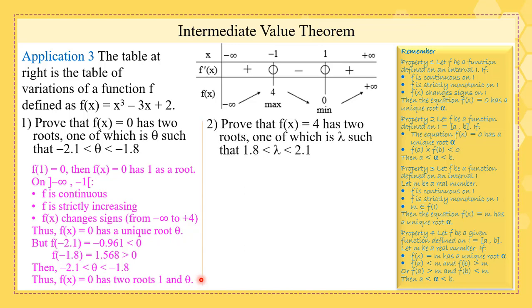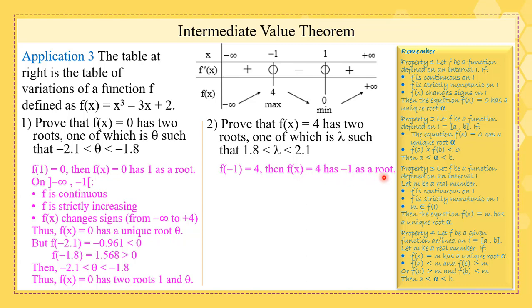Now let's see the second part of the question. We need to prove that the equation f of x equals 4 has two roots, one of which is lambda, such that lambda falls between 1.8 and 2.1. Again, f of negative 1 is 4 from the table, so we can say that the equation f of x equals 4 has negative 1 as a root.